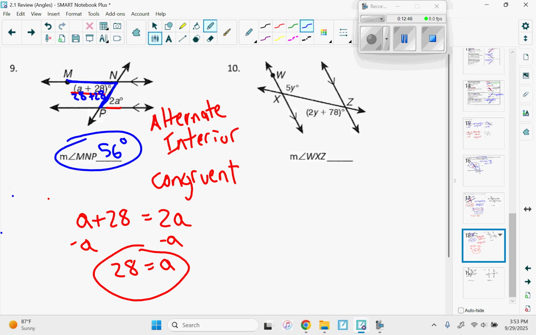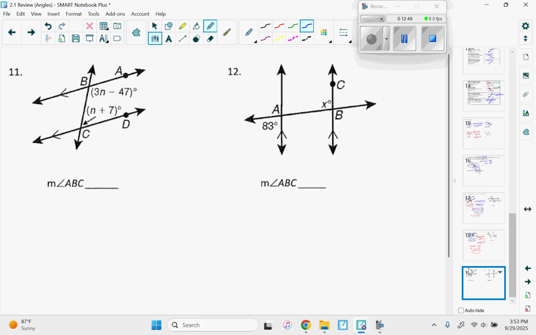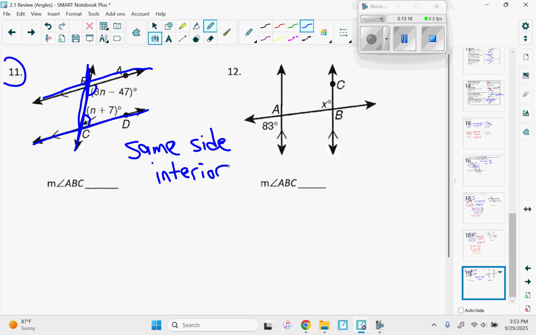All right, and then our final example in our study guide, we're going to do number 11. This is a good challenge problem to end on. As always, notice my parallel lines. Here's my transversal. And this time, both angles are on the same side of the transversal. And they're both inside. So that's called same side interior angles. And if they start with S, they are supplementary. And supplementary means the angles add up to 180.